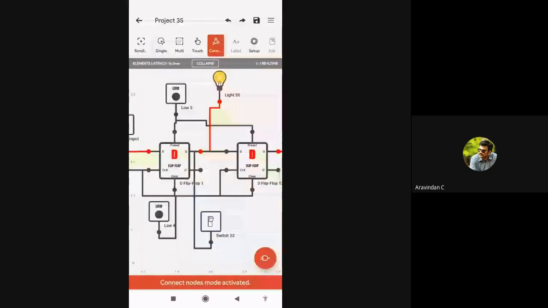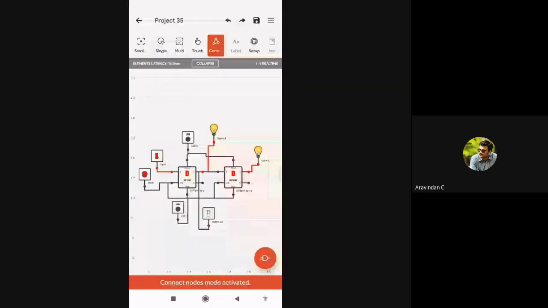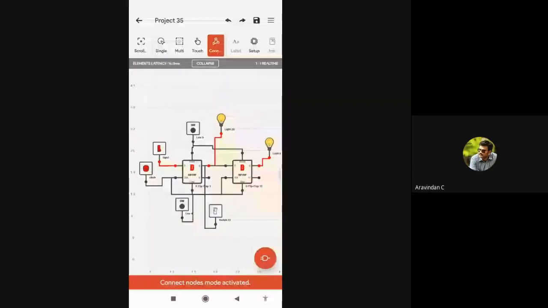Okay, see, the bulb is still glowing. Why is it glowing? Because the previous output is still showing, sir. Because each flip-flop has a 1-bit memory. It is stored for a while, because my previous state output was 1 and 1, until the next input is given. Only when I give the clock will it change it.